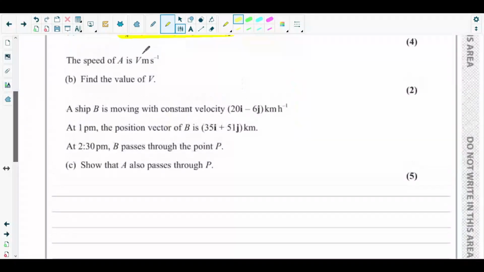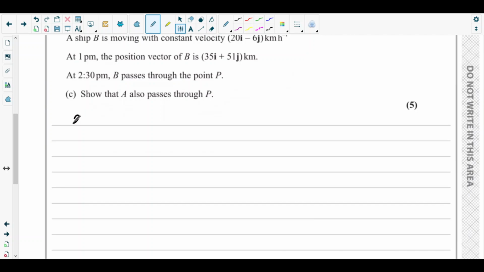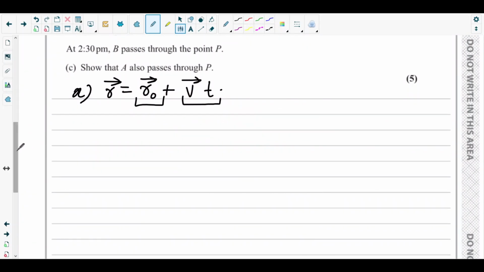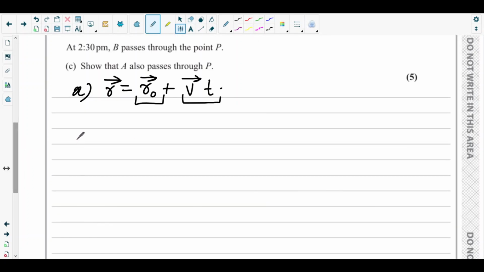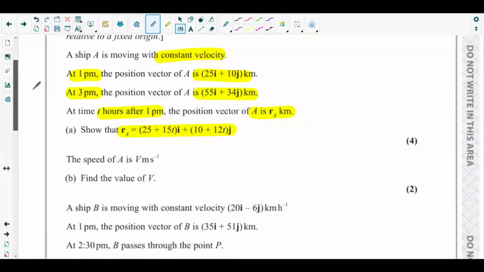The formula for finding the position vector R is R equals R naught plus displacement. R naught is the initial position, and displacement is the velocity times t. So right at first we need to find the velocity. Velocity is displacement over time, and displacement is the final position minus the initial position.